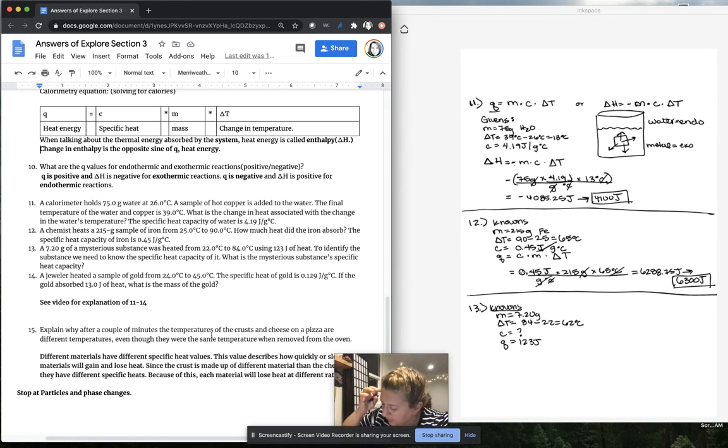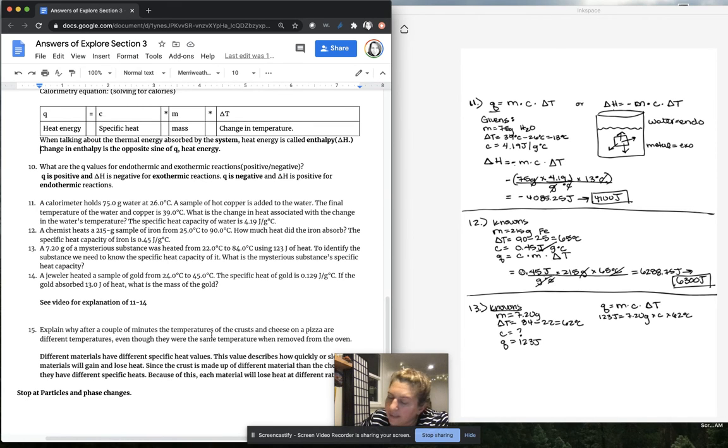So now I'm going to go ahead and use my equation, the same one as the previous problem. Q is equal to mass times specific heat times delta T. I'm going to plug in my values that I have. I have 123 joules is equal for my Q value. My mass is 7.20 grams. I don't know what my C value is, and I have a change in temperature of 62 degrees Celsius.